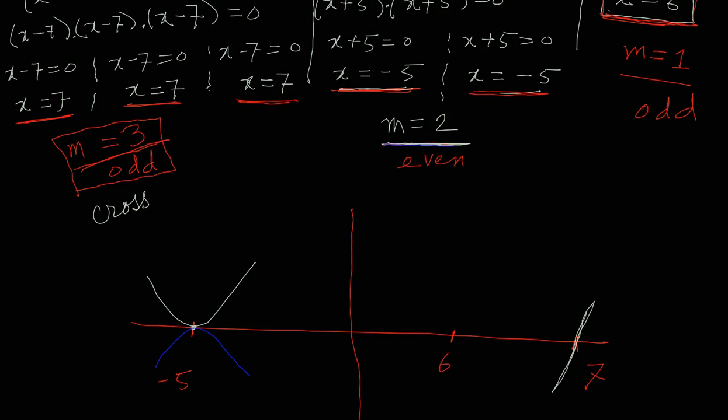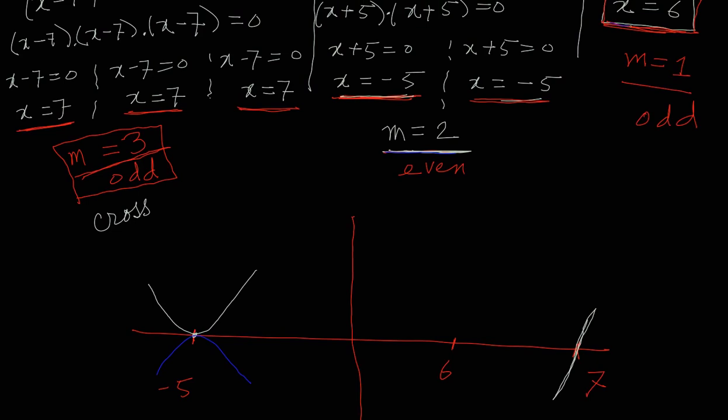Now let us see for x equals 6. For x equals 6 my multiplicity is 1, which is odd. So for odd it is going to cross the x-axis, so my graph is going to cross the x-axis at x equal to 6. So for odd it is going to cross the x-axis, and for even it is going to touch the x-axis. So this is basically multiplicity of zero and implication of multiplicity of zero.